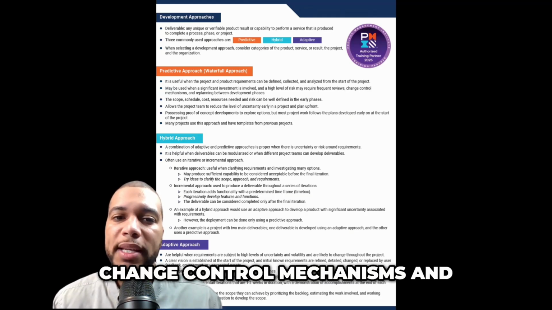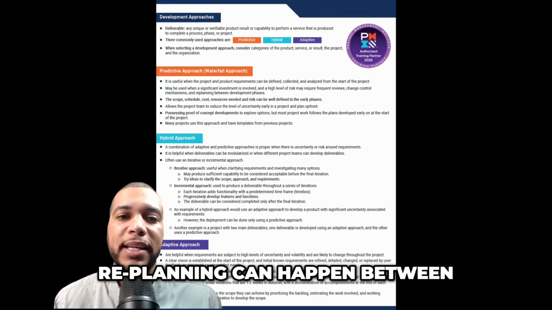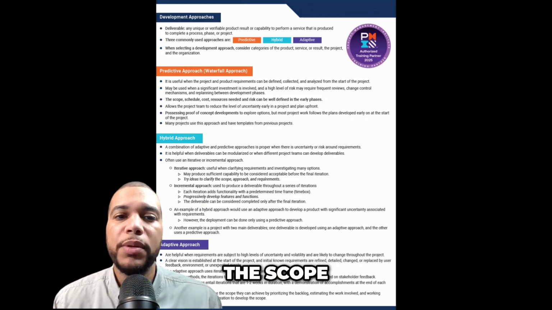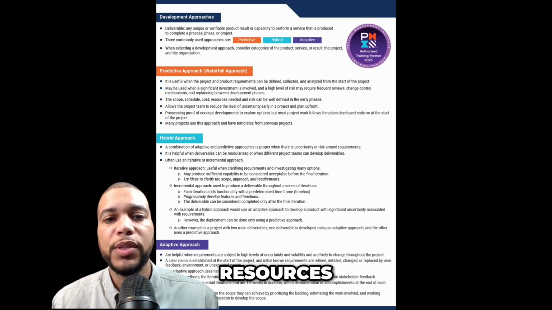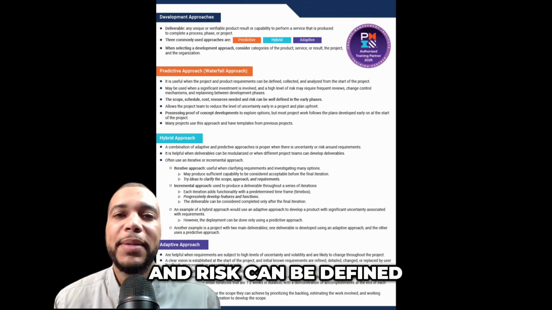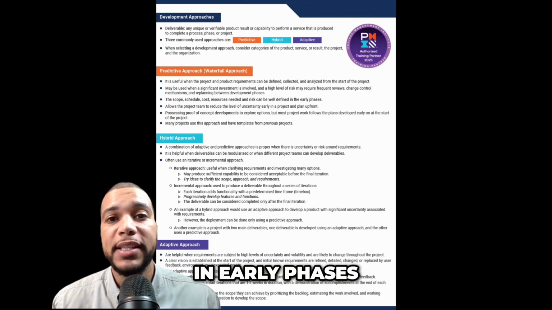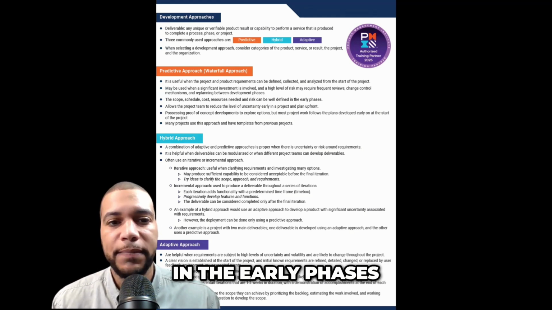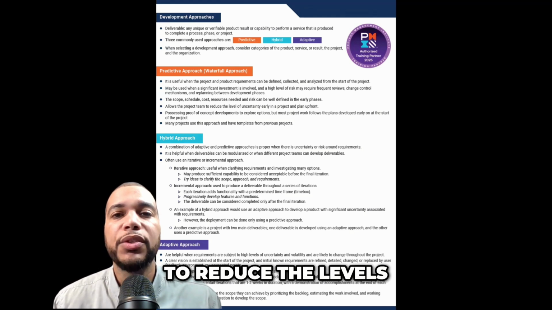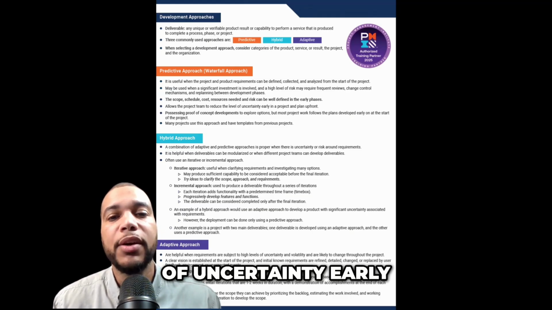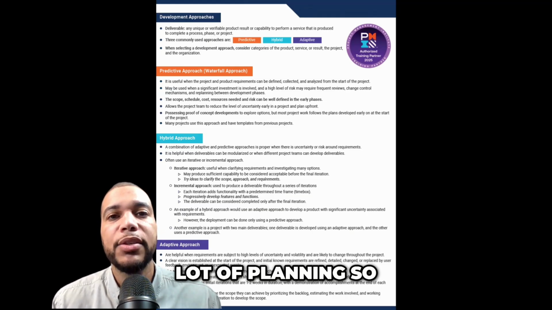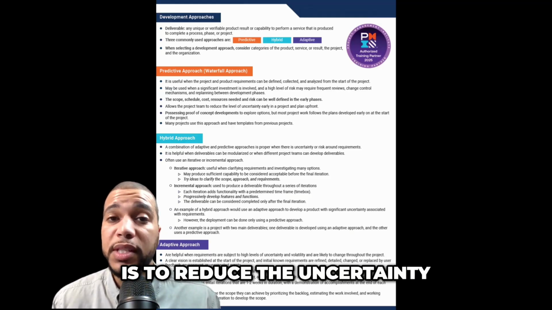Change control mechanisms and replanning can happen between those development phases. The scope, schedule, cost, resources needed, and risk can be defined in early phases. So there's a lot of planning and you define these in the early phases. It allows the project team to reduce the levels of uncertainty early in the project up front because they're doing a lot of planning. So your ultimate goal is to reduce the uncertainty.